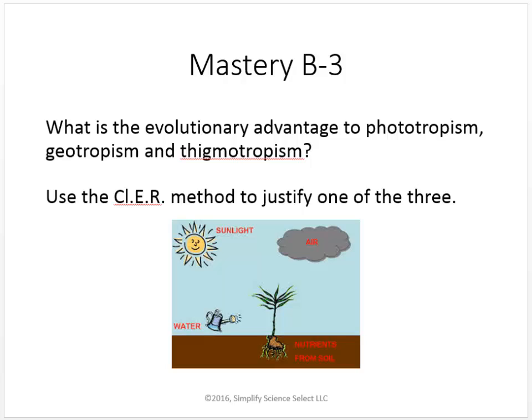A mastery question. What is the evolutionary advantage to phototropism, geotropism, and thigmotropism? Use the CLEAR method to justify one of the three. Remember, CLEAR means to stake a claim, cite evidence for that claim, and discuss the reasoning to connect the evidence to the claim.